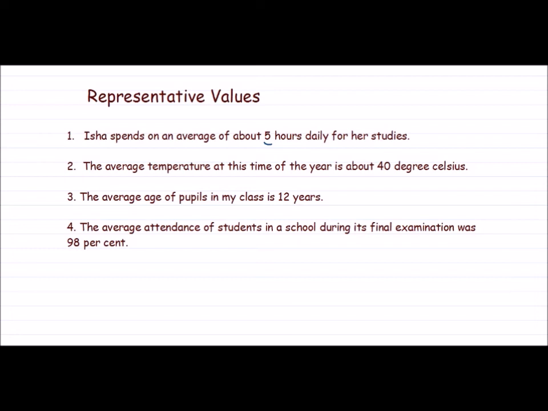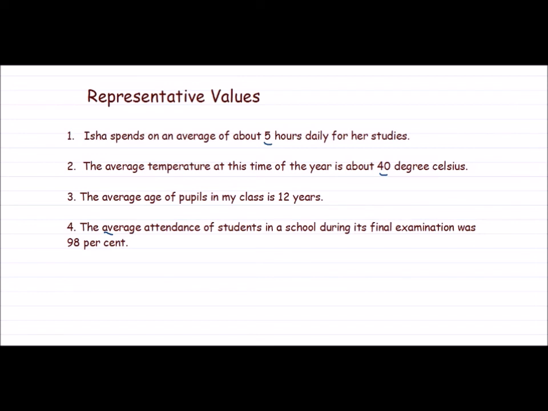that Isha is usually studying for 5 hours daily. She is not studying for exactly 5 hours daily. Usually she studies for 5 hours daily. On some days she may study for fewer hours, and on other days she may study for more hours. Similarly, the average temperature of 40 degrees Celsius does not mean that the temperature will remain exactly 40 degrees at that particular time of the year. It may be less than 40 degrees on some days, and on other days it may be more than 40 degrees Celsius.